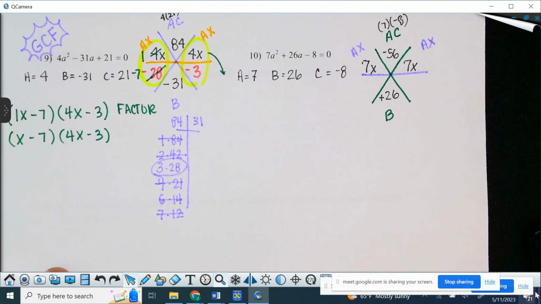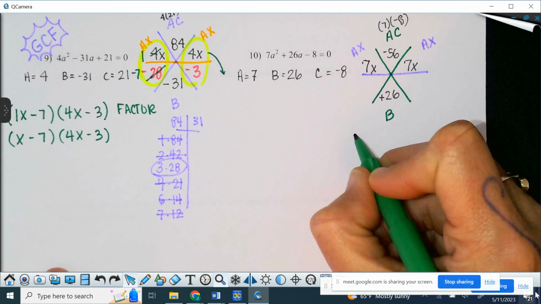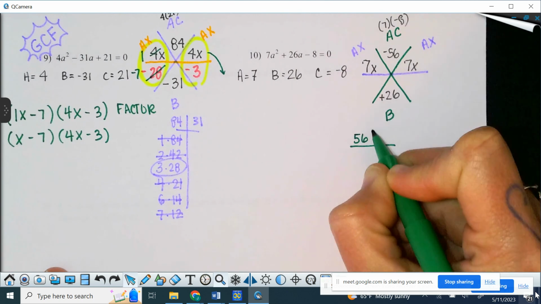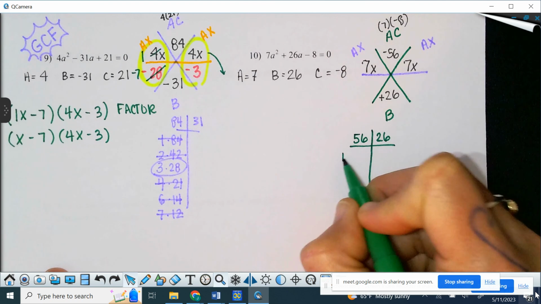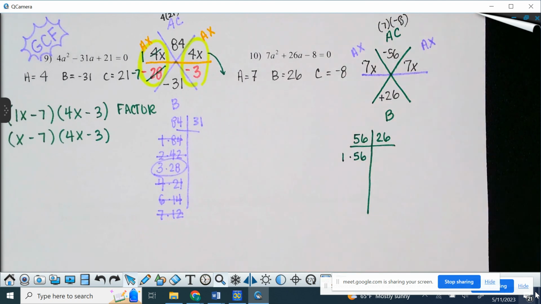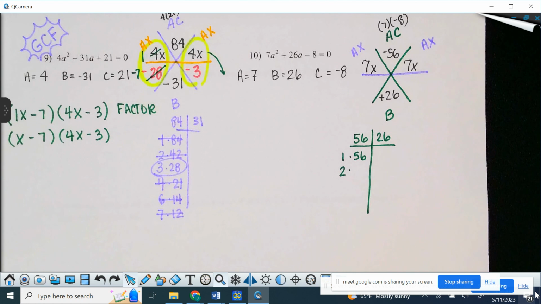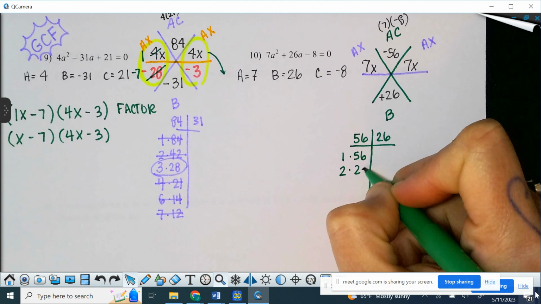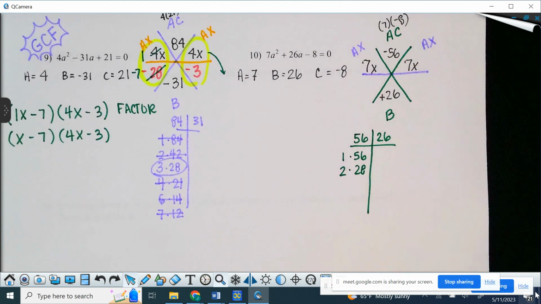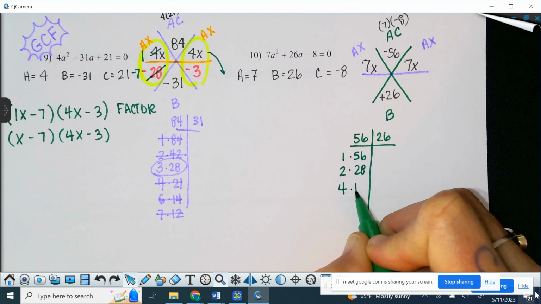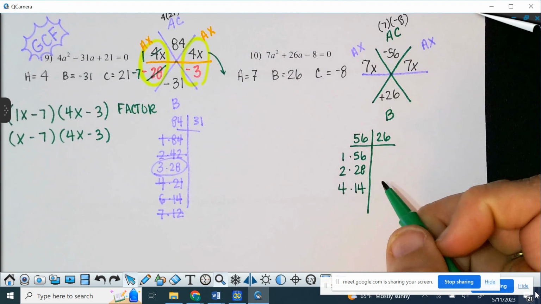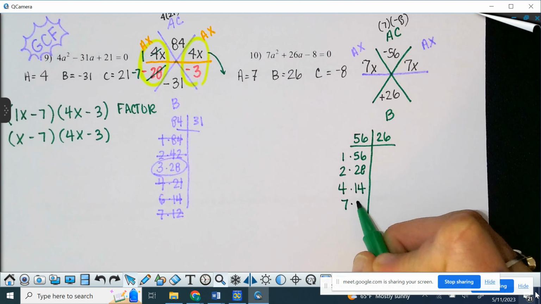We need the factors of 56, so the numbers we multiply together to get 56, that will add or subtract to give me 26. So we can do 1 and 56, 2, and what's 56 divided by 2? Good, 28. Lovely, lovely. 2 and 28. 3 is not a good one. 4 and 14. I'm cheating, I'm using my calculator now. And then 7 and 8, which is the one, that's how we got there.